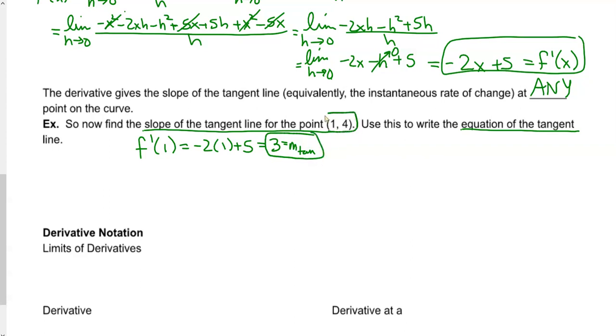So make sure, again, you start with point slope form. So I'm going to do y minus 4 equals the slope, which is 3, times x minus the x value, which is 1. And here this gives me just a couple steps to give me my equation y equals. So let's go y minus 4, distribute, is 3x minus 3. When I add 4, then I get a 3x plus 1. So y equals 3x plus 1 is the equation of the tangent line at x equaling 1.